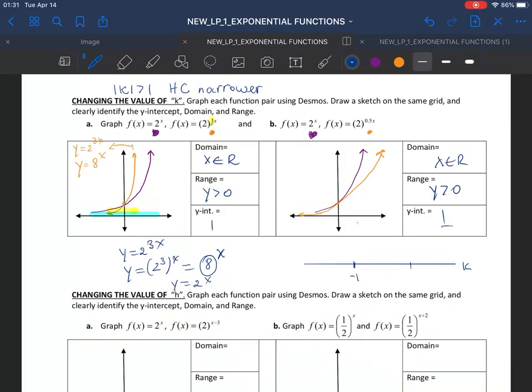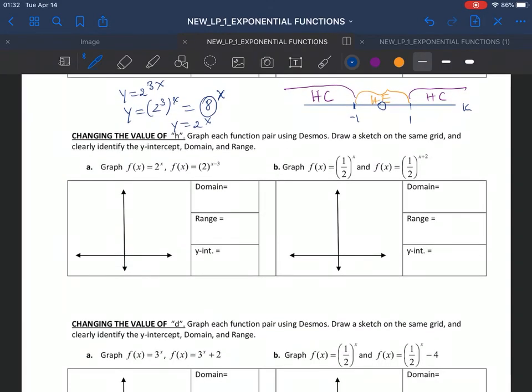So for k values between -1 and +1, we're going to see that the graph will undergo horizontal expansion. Bigger than 1 and less than -1, it's going to be a horizontal compression. All right, and keep in mind that k cannot equal 0. So if 0 is in here, we're going to have an empty circle.